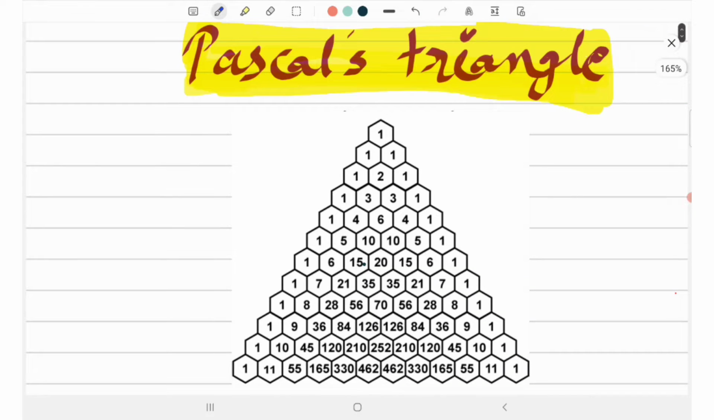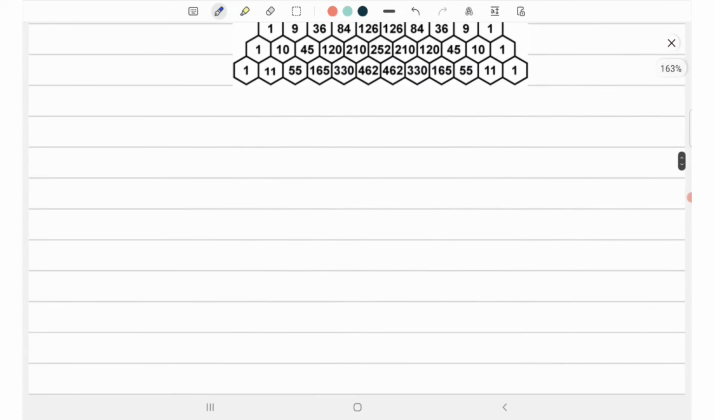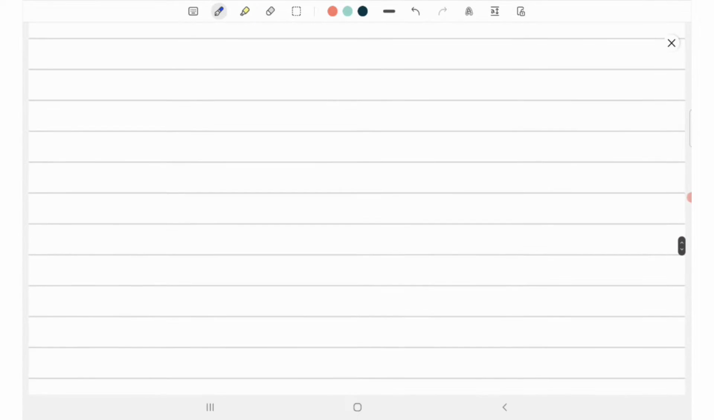Hello everyone. So we are going to learn about Pascal's triangle today, and this is what it basically looks like. I know that it looks intimidating, but we will break it down and we will start writing this from scratch. Okay, so let's just see how we can actually write this down on our own from scratch.